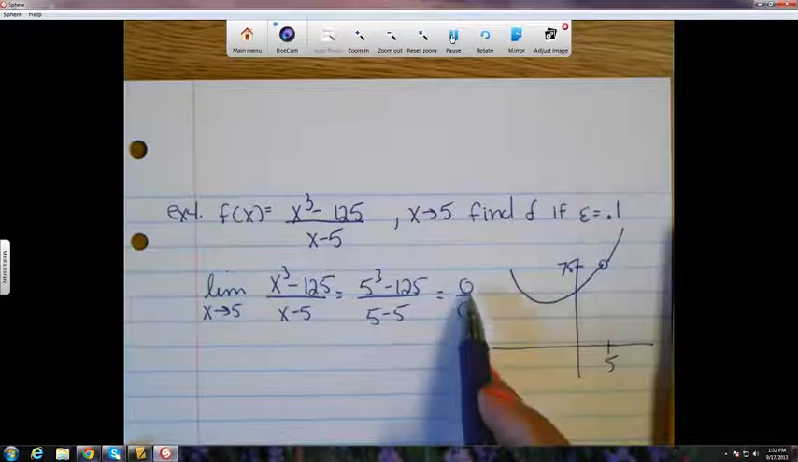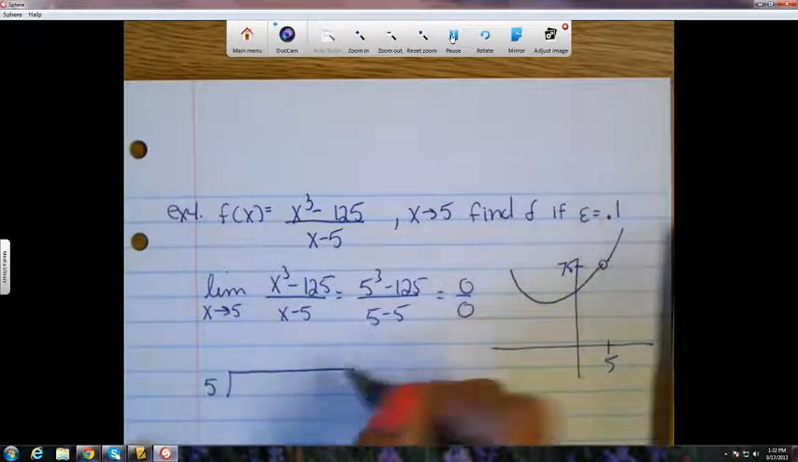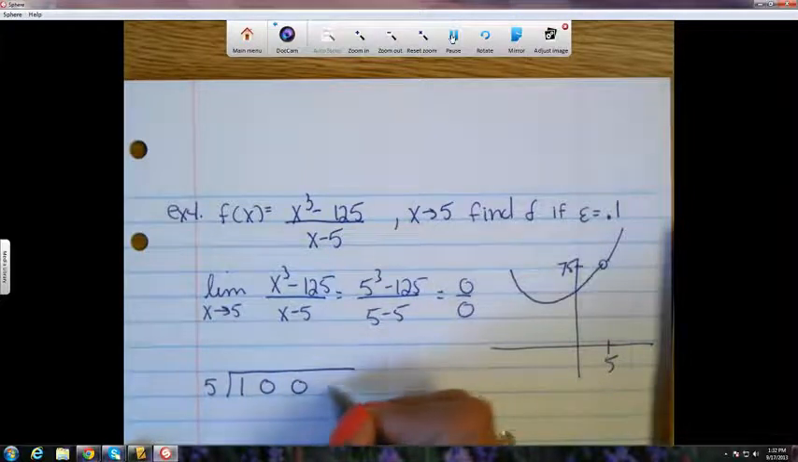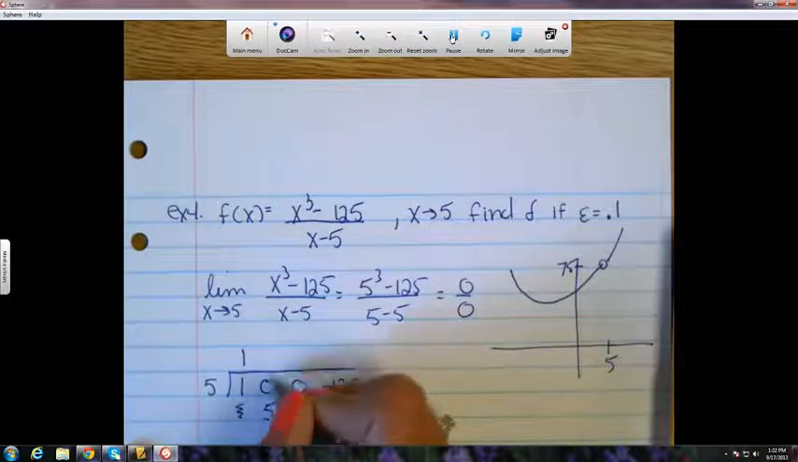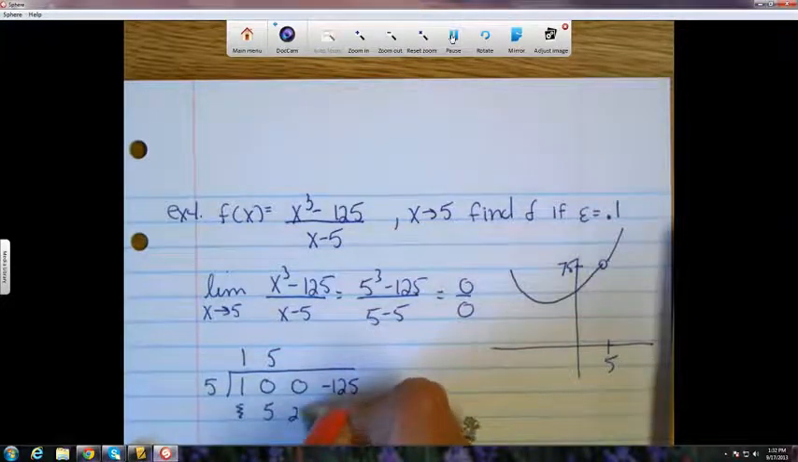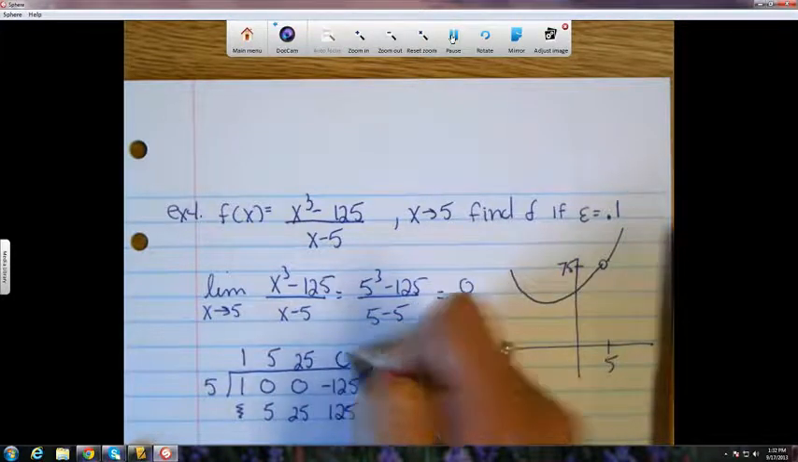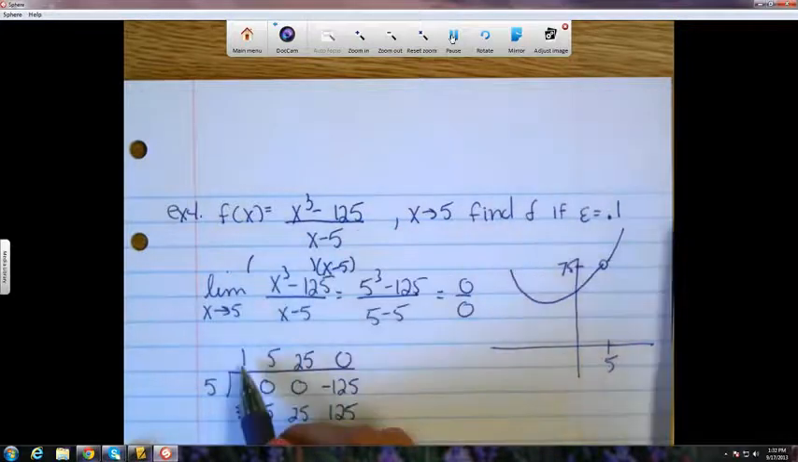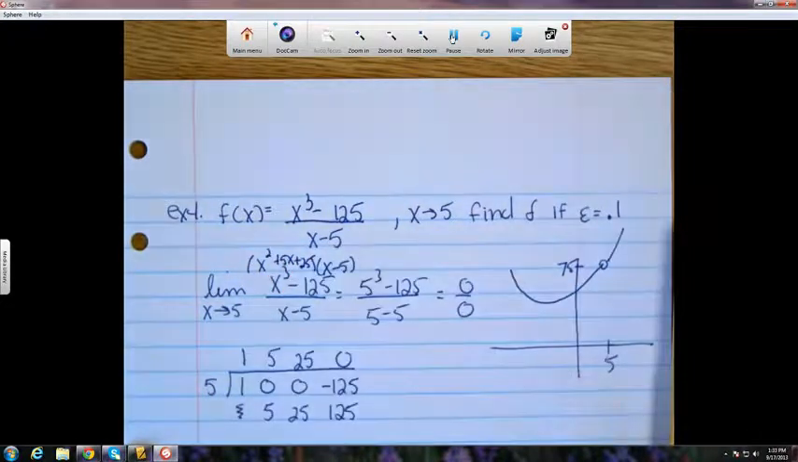Because we got the 0 over 0, we have to do the factoring. So we'll do the synthetic division. That means 5 goes into, you need the 1 x cubed. You have to have a placeholder for the x squared, for the x to the first, and then our constant. Bring down, multiplying you get 5, adding you get 5, multiplying 25, adding 25, that would be 125, which is good because that gives us 0. So we've got x minus 5 as a factor, and the other, remember, starts out x squared plus 5x plus 25. Remove the discontinuity. Now we can get the limits.